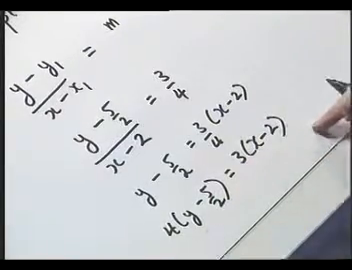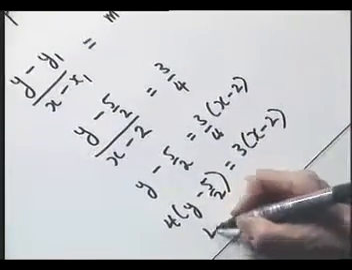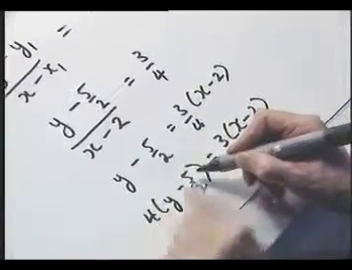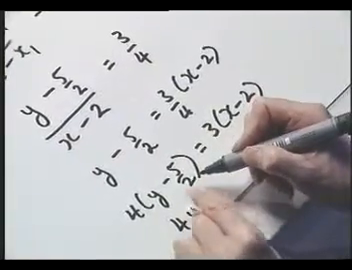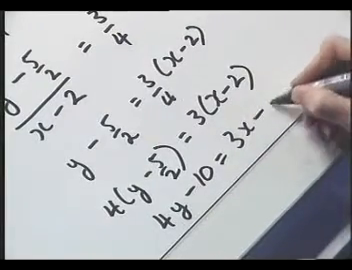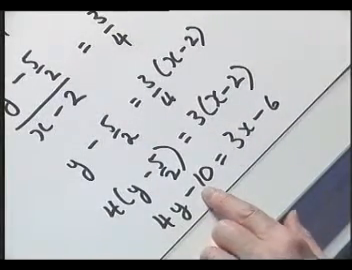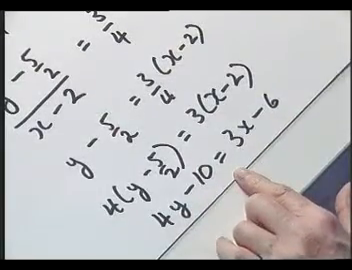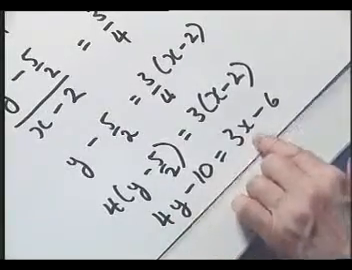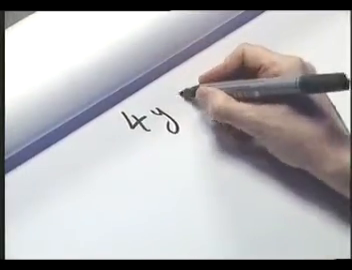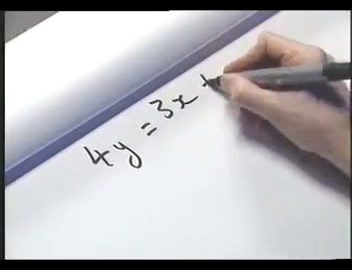And now if I multiply out the brackets that I've got, 4y, now 4 times minus 5 over 2. 4 times 5 is 20, divided by 2 is 10, and then the minus sign, minus 10, equals 3x minus 6. And it would be nice to be able to get all these numbers together. So I'm going to add 10 to each side. That will give me 4y equals 3x plus 4. And so the equation of the tangent is 4y equals 3x plus 4.